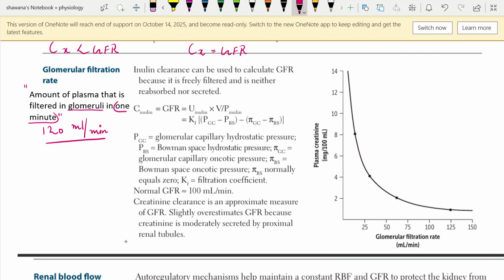And to tell you something even more relevant, there is the substance inulin. What was inulin used for? It is used to measure the extracellular volume, right? Inulin or mannitol, we have discussed that. Inulin clearance can be used to calculate the GFR. What does it mean? For example, clearance of inulin is equal to GFR. That's what this line tells us.